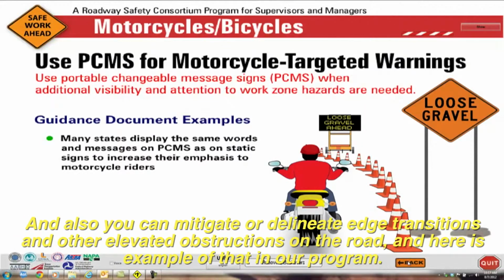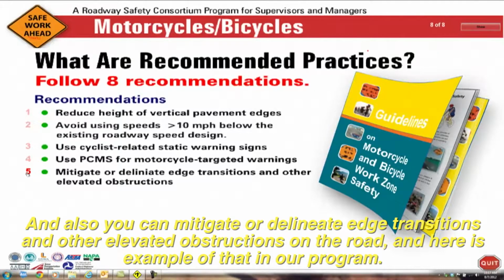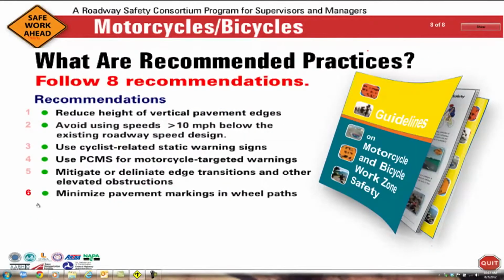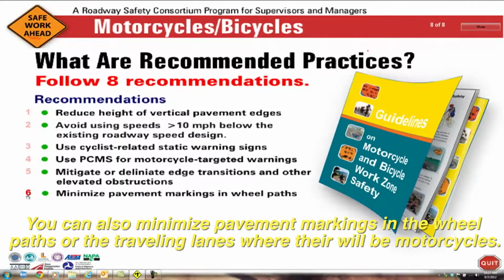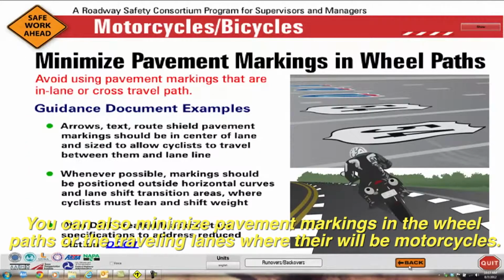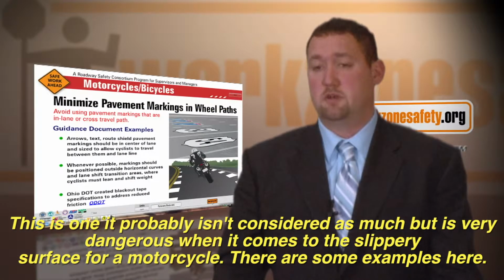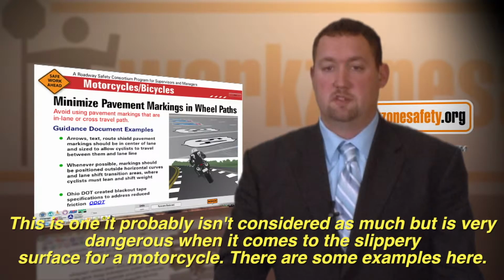And then also you can mitigate or delineate edge transitions and other elevated obstructions on the road. And here's an example of that in our program. You can also minimize pavement markings in the wheel paths or the traveling lanes where there will be motorcycles. This is one that probably isn't considered as much, but is very dangerous when it comes to the slippery surface for a motorcycle. There are some examples here.